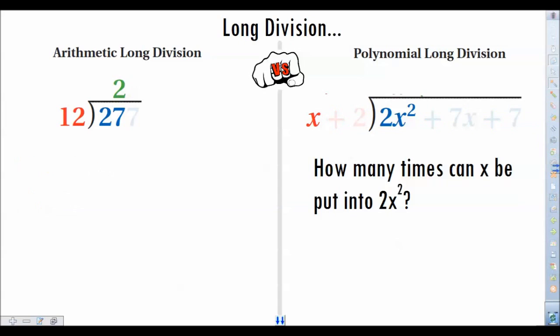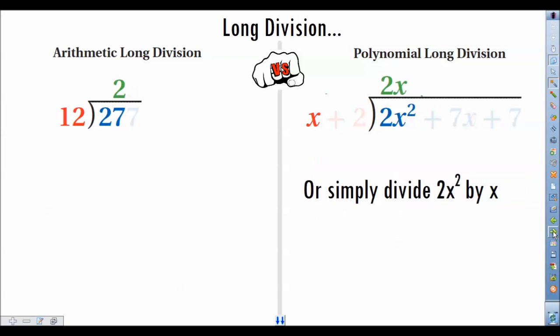We're going to do the same thing over here, but whenever you do long division, you only focus on the leading term, which turns out to be this x right here, and then you ask yourself, well, how many times can x be put into 2x squared, very similar to the 12 and the 27. Another way of looking at this that makes a little bit more sense now you're dealing with polynomials is we're actually going to take the 2x squared in blue and divide it by the term out there in red, divided by x. We end up with 2x.